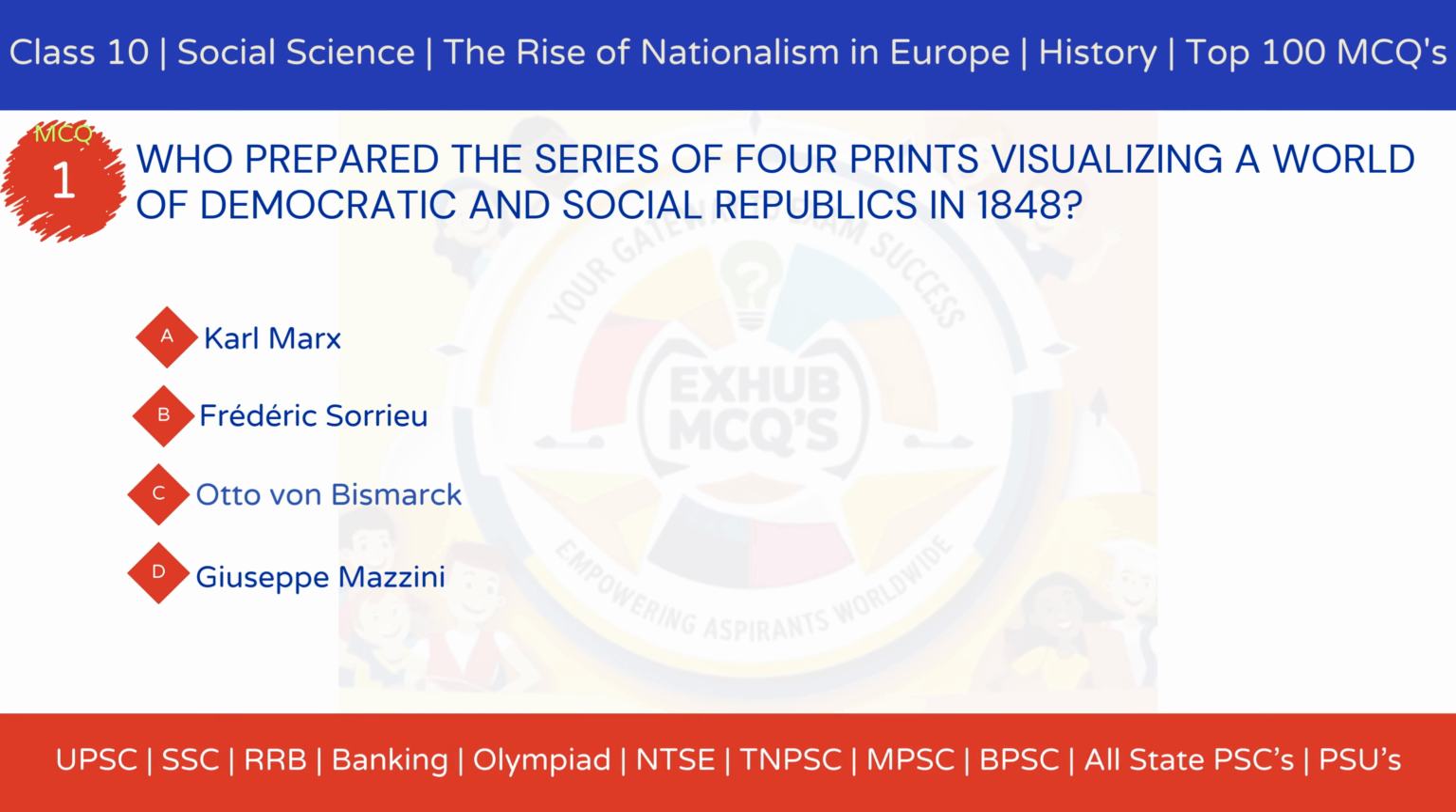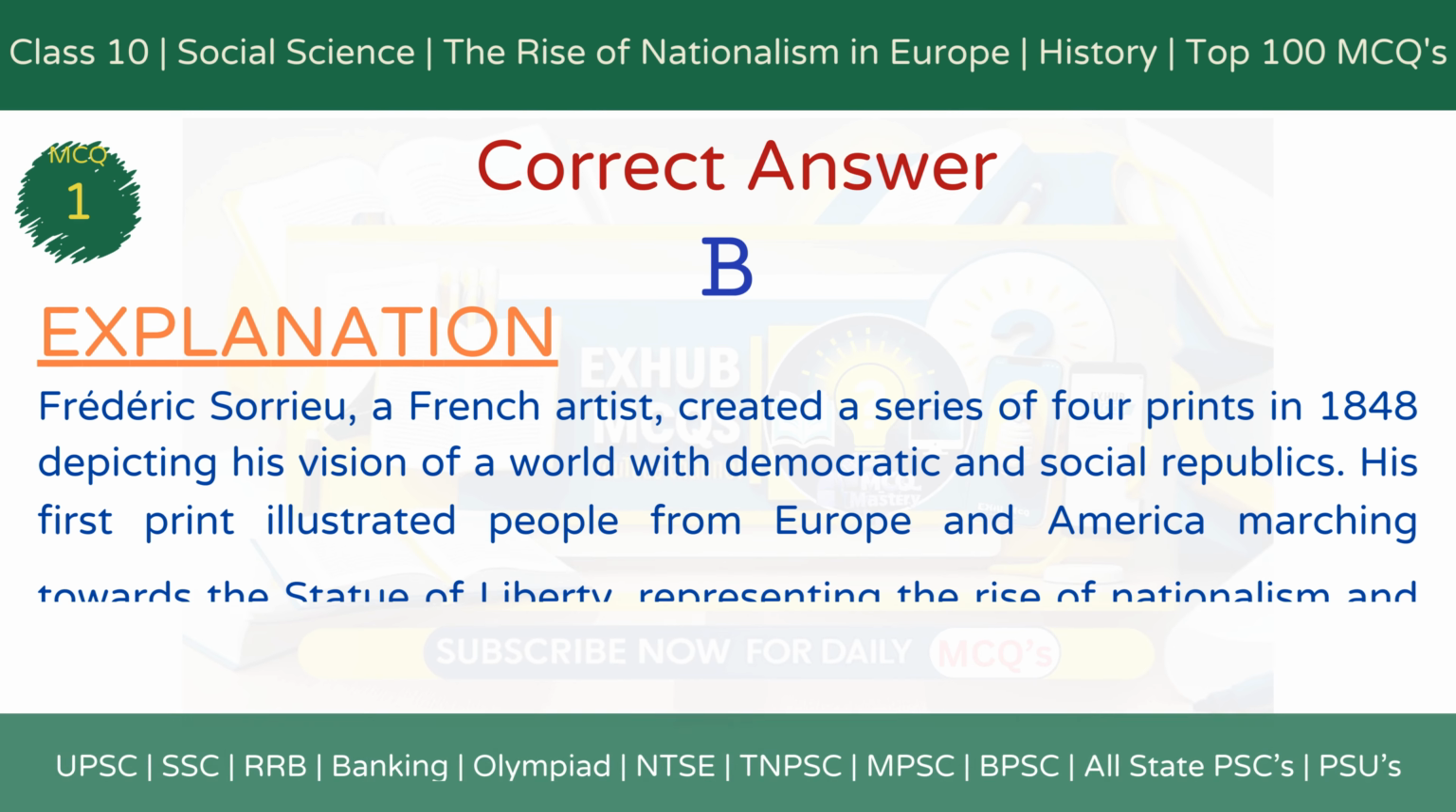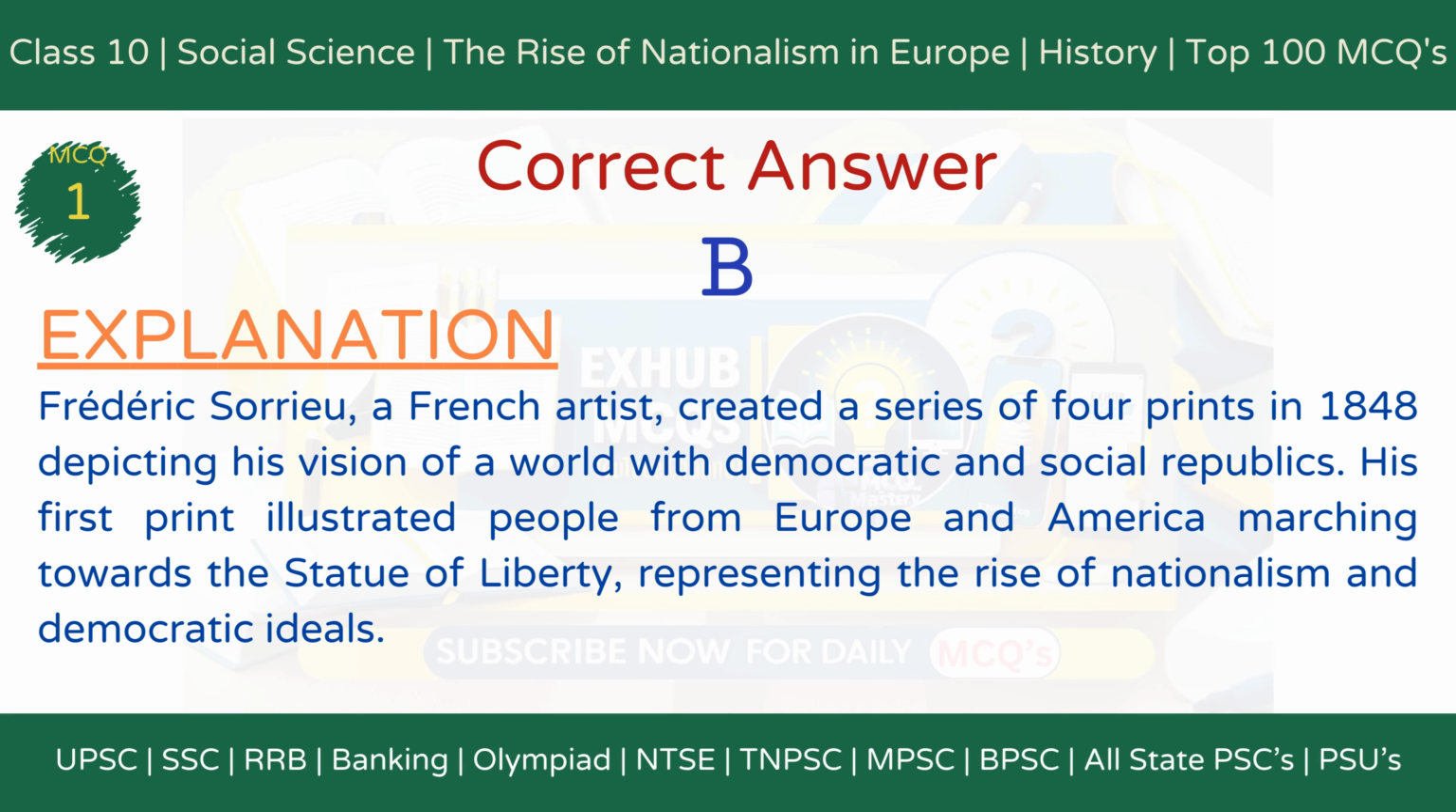MCQ 1. Who prepared the series of 4 prints visualizing a world of democratic and social republics in 1848? Option A, Karl Marx. Option B, Frederick Sorrieu. Option C, Otto von Bismarck. The correct answer is option B, Frederick Sorrieu.